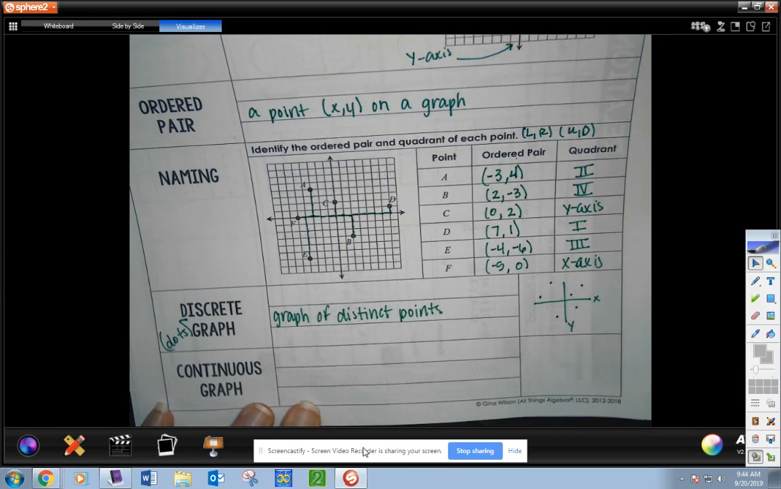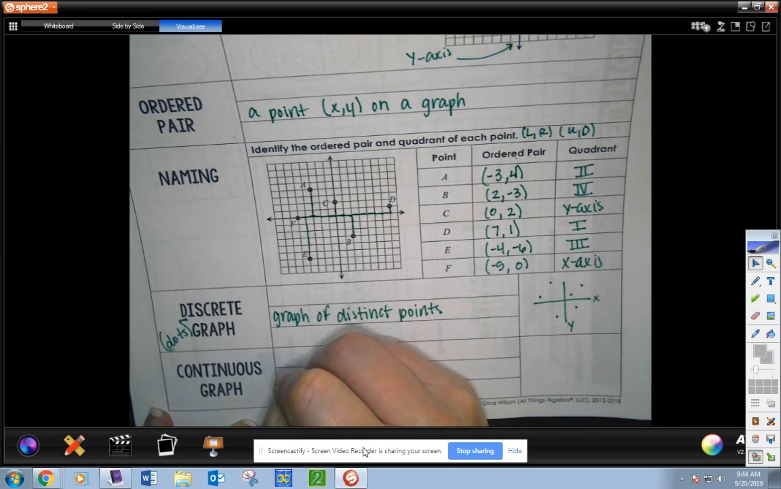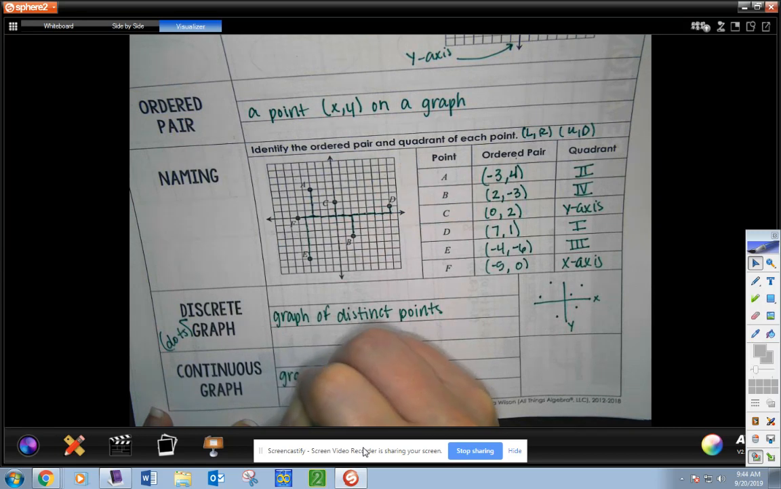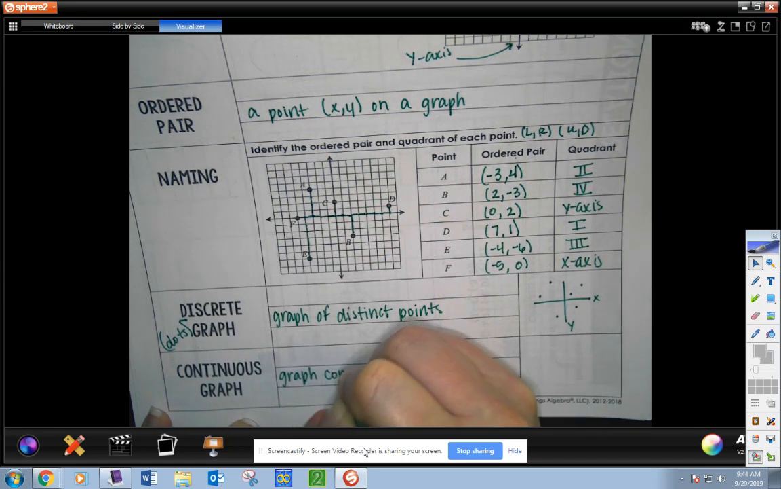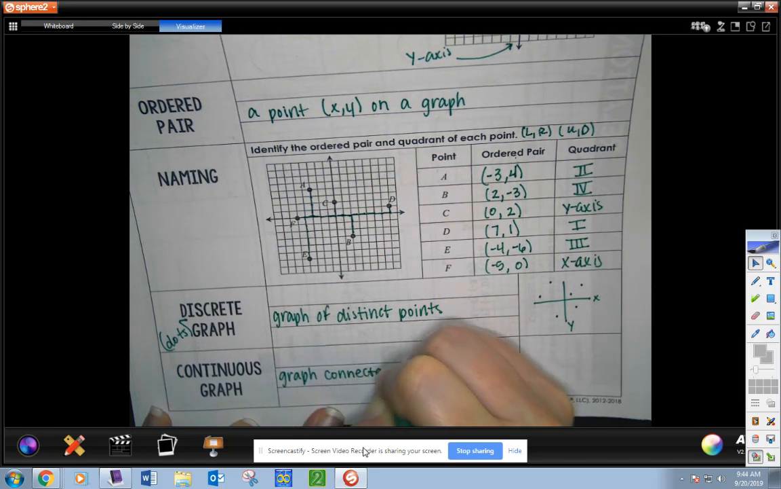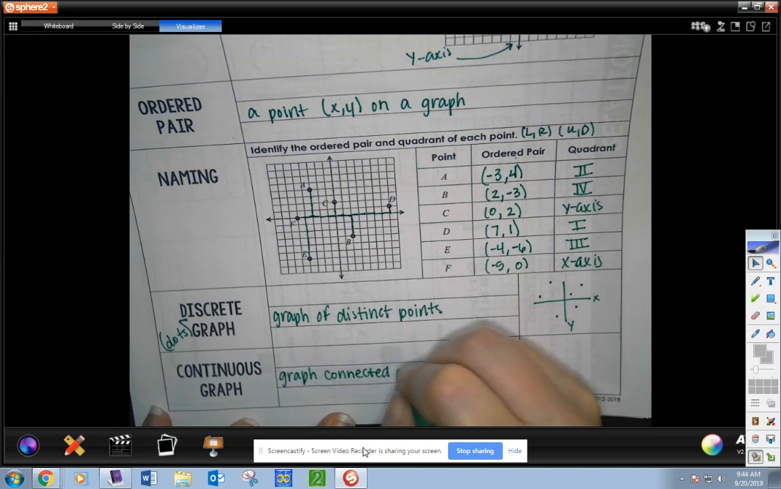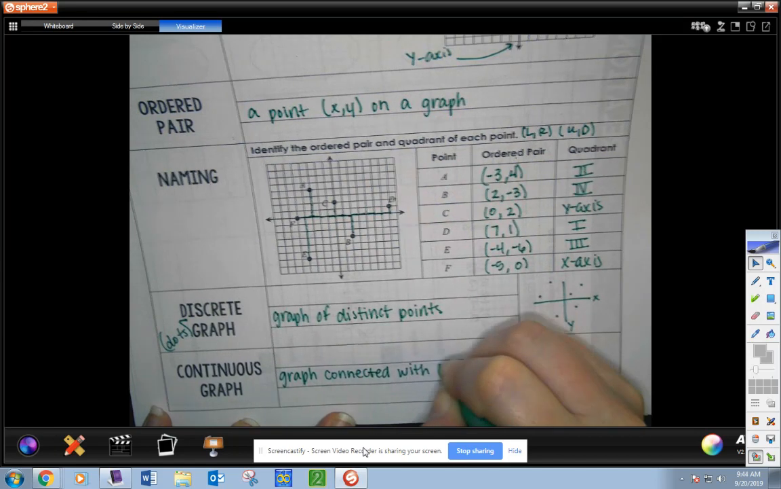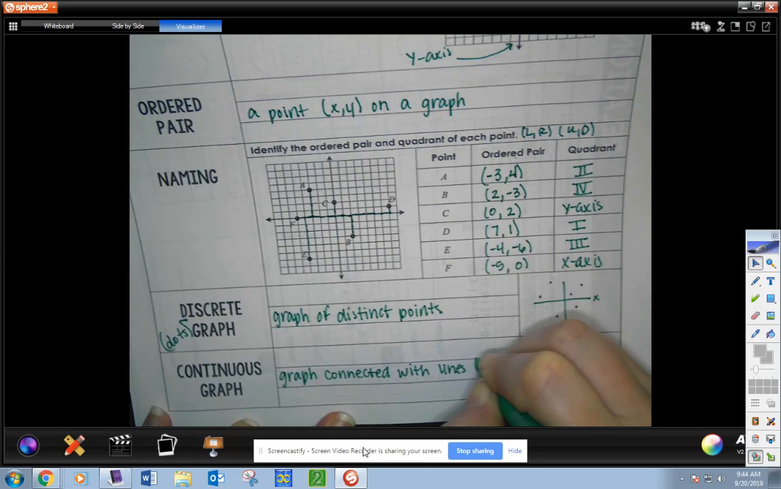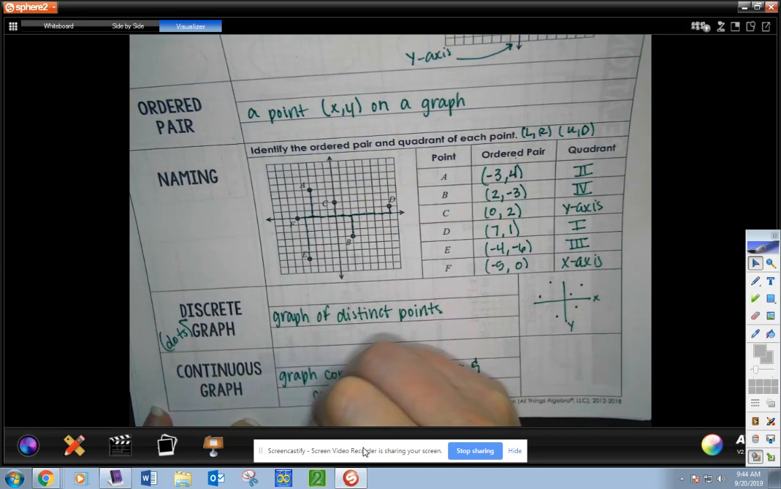Okay, now a continuous graph is a graph connected with lines and curves.